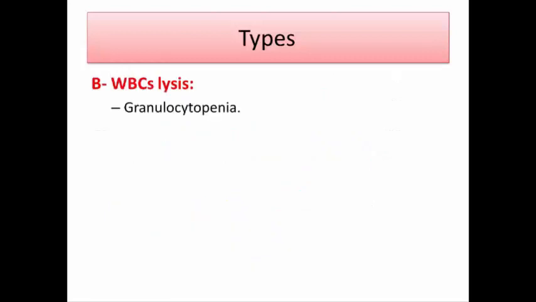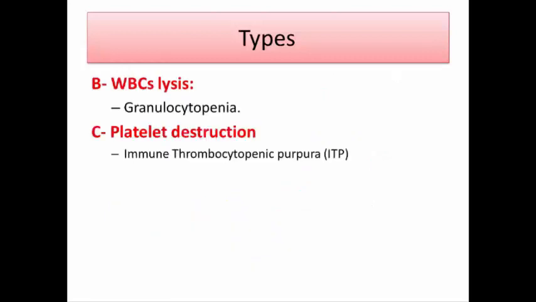We have white blood cell lysis, like granulocytopenia, and platelet destruction, immune thrombocytopenic purpura. As we discussed these examples, you may notice that they are organ specific. They attack a specific organ or specific tissue in the body, okay? Not a systemic one.